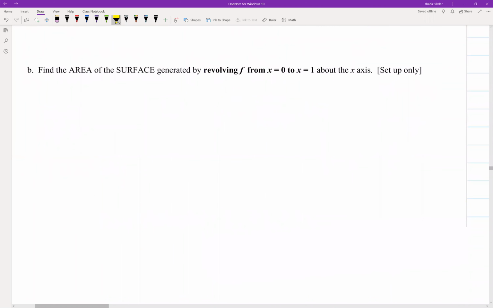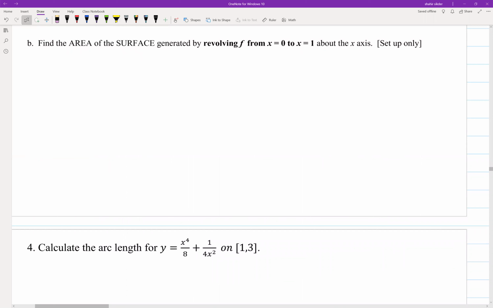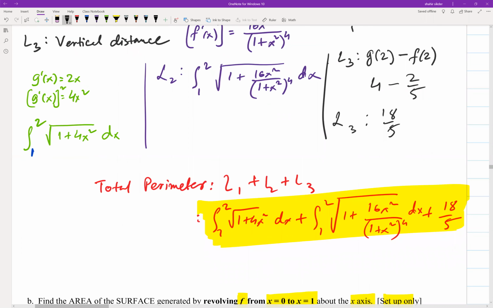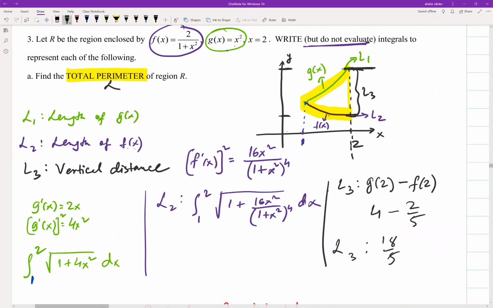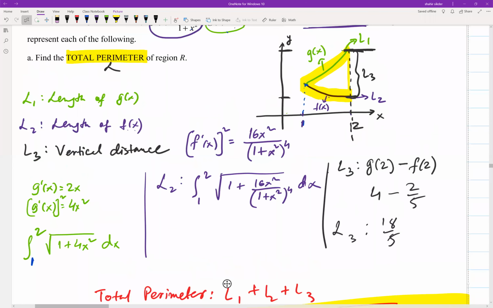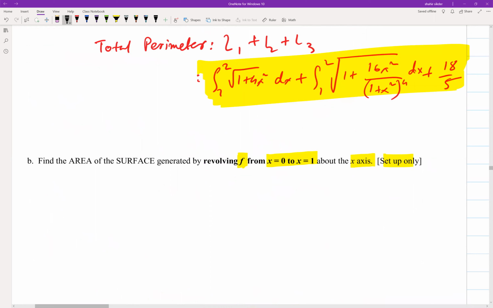Letter B, find the area of the surface generated by revolving f, we're only revolving f from x equals 0 through x equals 1 about the x-axis. Setup only, you don't have to solve them. So we're revolving only f. We actually did some hard work. We did the first derivative squared, and that came out to this. So when we're revolving this function f about the x-axis, we're not revolving about y, so you should not be thinking about using the shell method or any of those. How is the setup going to look? It's talking about the surface area of the surface.